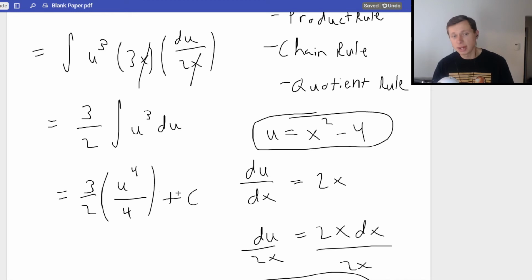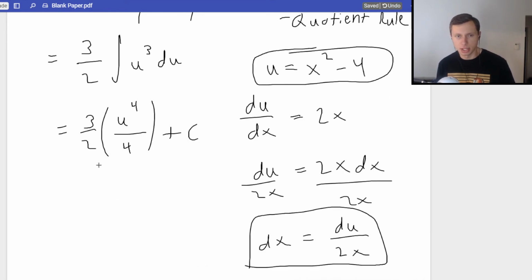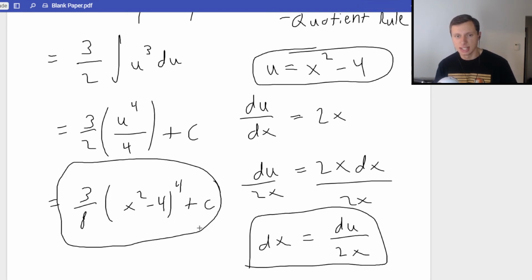Now, this is not the final answer quite just yet, and that's because our final answer cannot have u in it, because we started with x's. So the last step, plug back in x squared minus 4 for u. I can also simplify the coefficients. So that's going to look like 3/8 times the quantity x squared minus 4 to the 4th power plus c. This is our final answer for the u substitution.